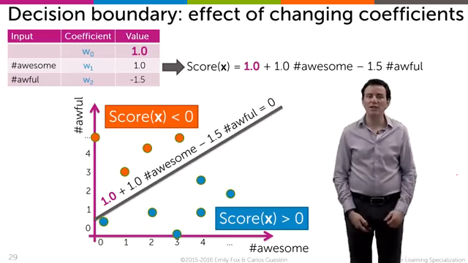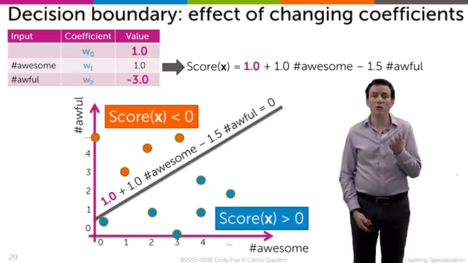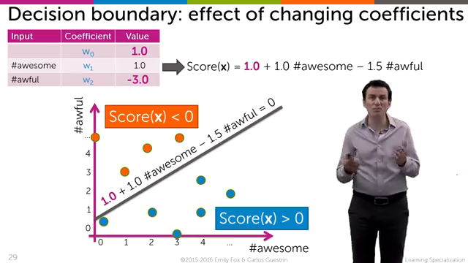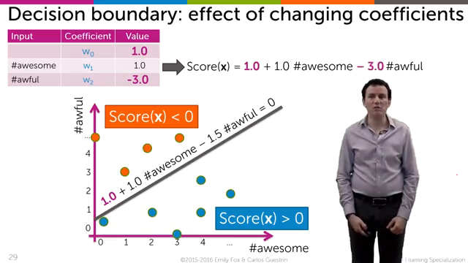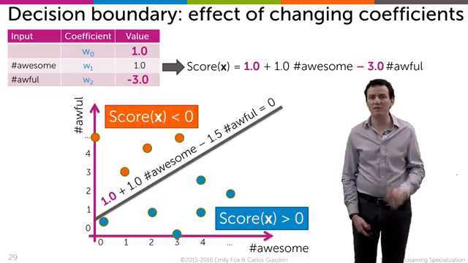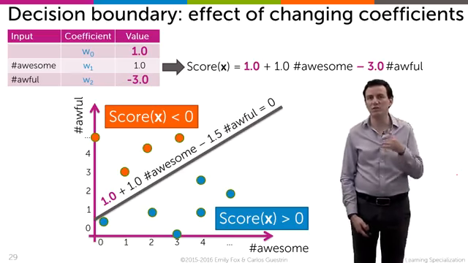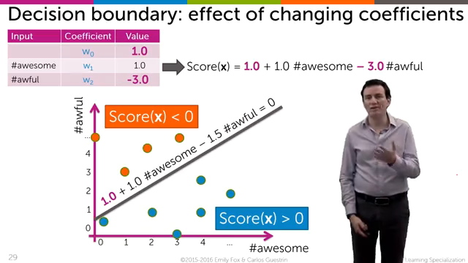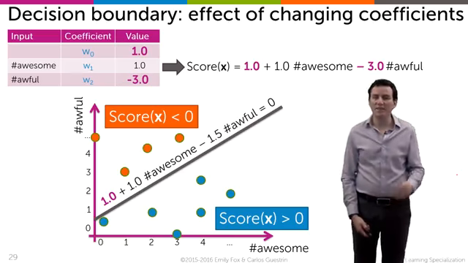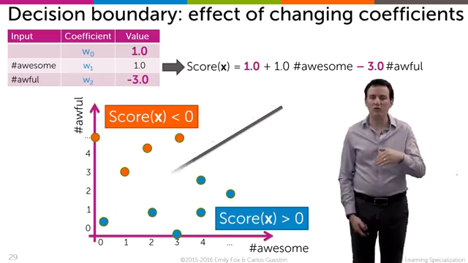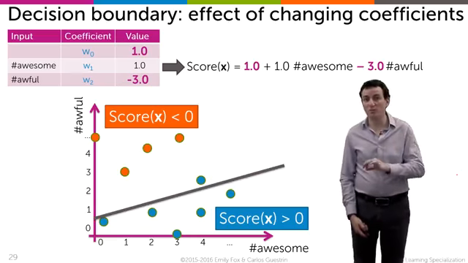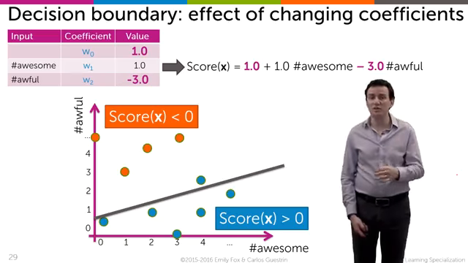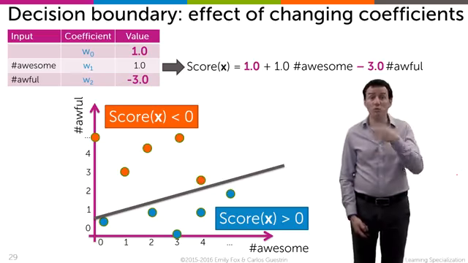On the other hand, if you take the coefficient of awful, which is now minus 1.5, and we increase it, we say it's minus 3.0, so awfuls are just really awful. What happens to our equation? Well, the minus 1.5 gets replaced by minus 3.0, so it becomes 1.0 plus 1.0 times number of awesomes minus 3 times number of awfuls, and that line tilts down a little bit. So if you look at that blue point that was on the positive prediction side, it gets shifted to the other side of the decision boundary and it turns from blue to orange.